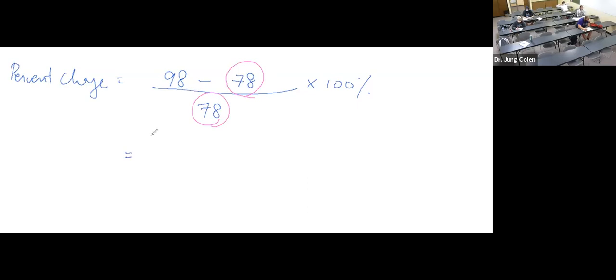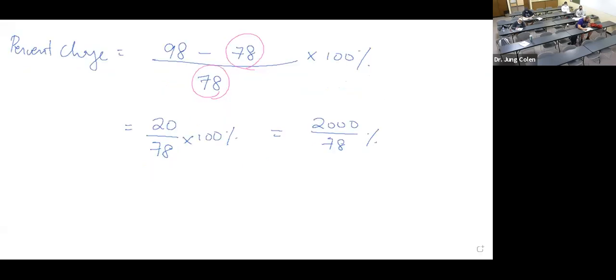So what's 98 minus 78? 20 over 78 times 100. Come on, somebody do the math for me. It's 2000 over 78%. What is that? Okay, so we have 2000 divided by 78. Okay. I got that is 25.6410 percent.